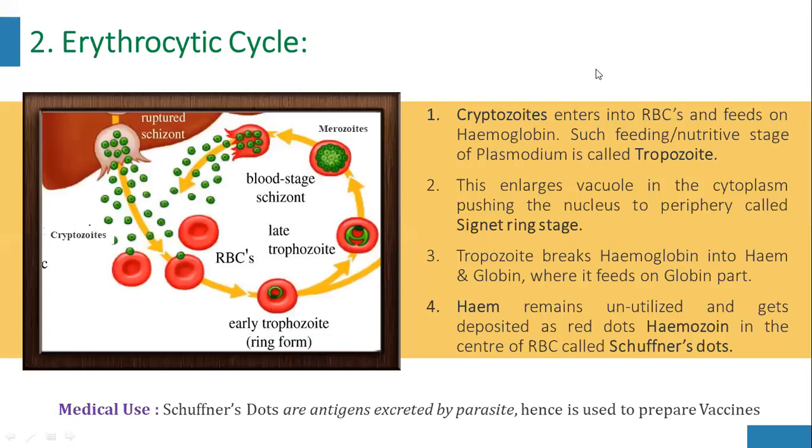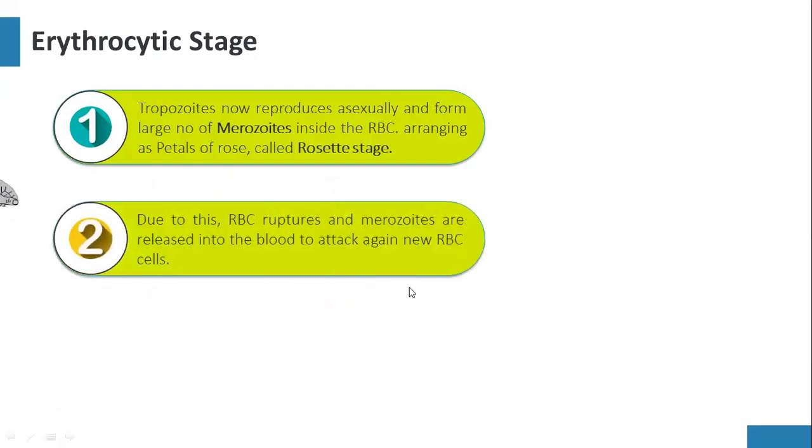Can you see this diagram? This is the RBC having so many merozoites. Hence, it looks like petals arranged into a rose. What is this stage? The stage is called the rosette stage. So trophozoites have now converted into which stage, students? Merozoites. Due to this, the RBC ruptures.